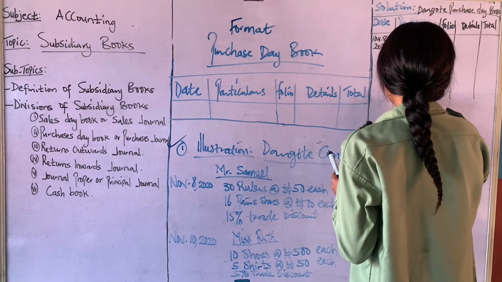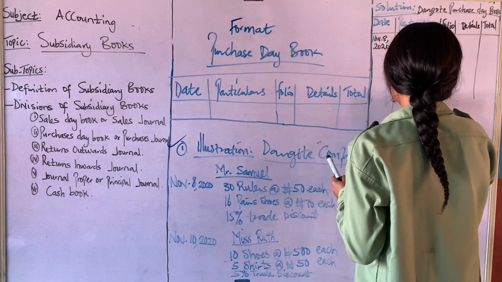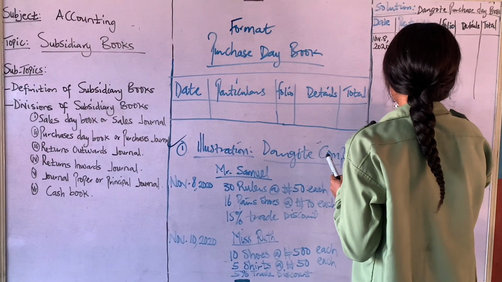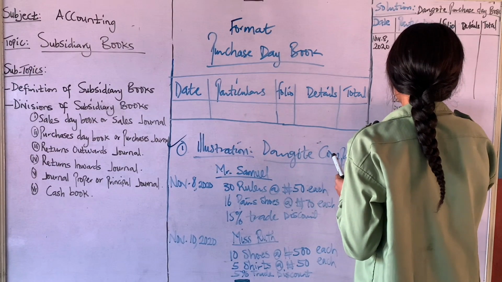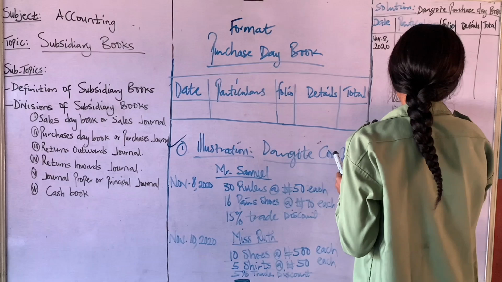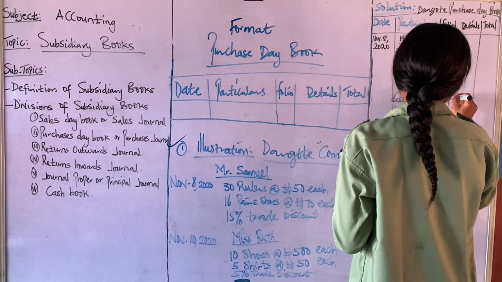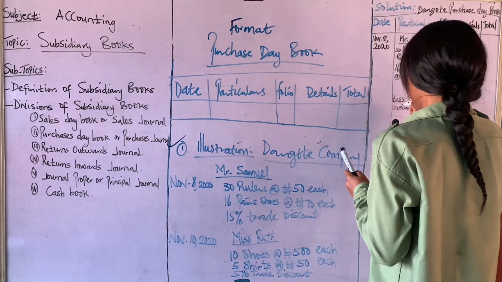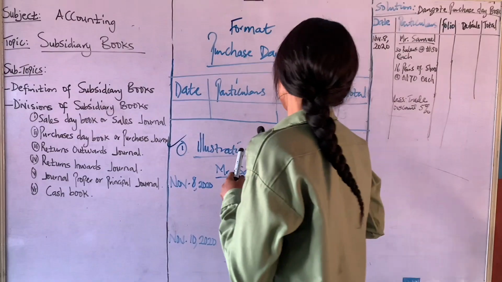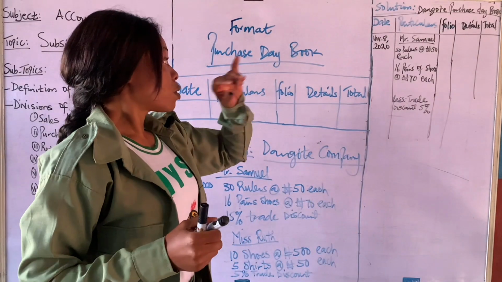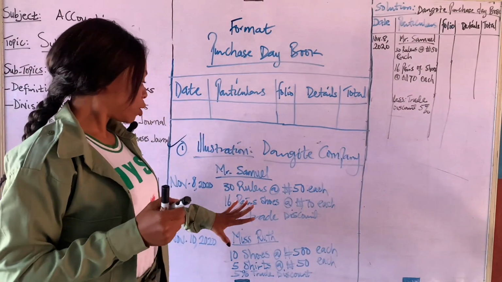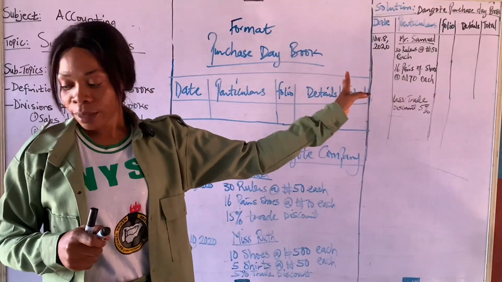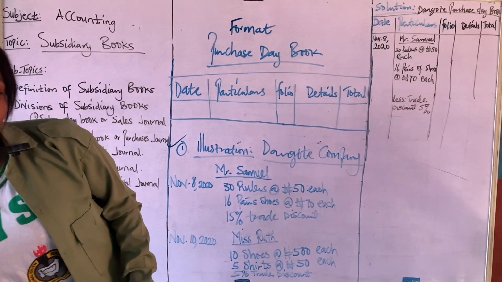Write a list, trade discount of 5% from it. Okay, having done that, that's the first transaction that Dangote company engages itself with. Let's see how we can solve that together.